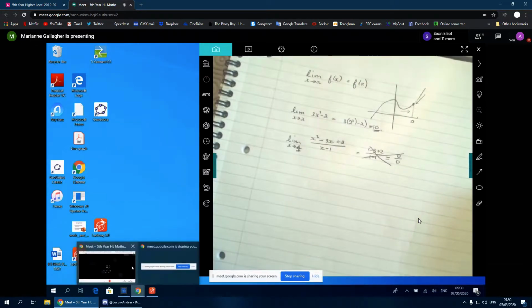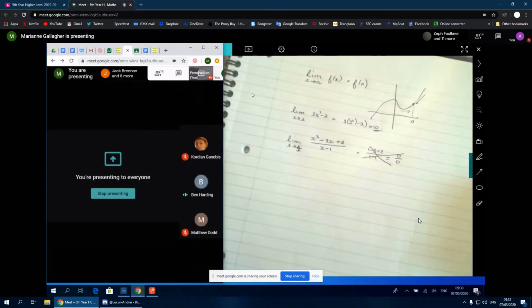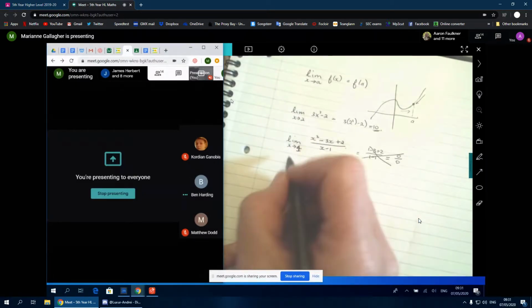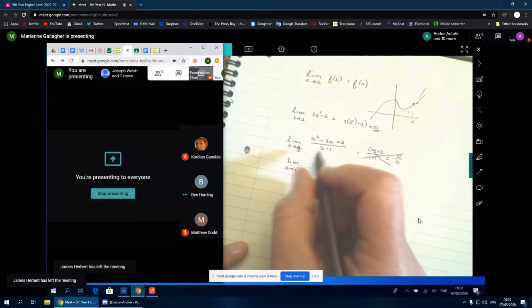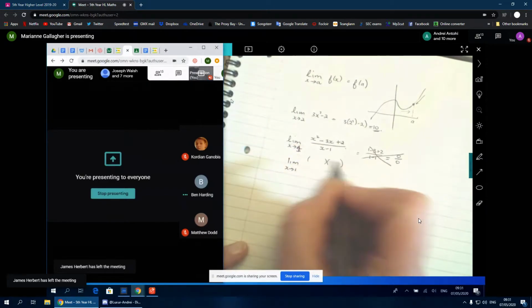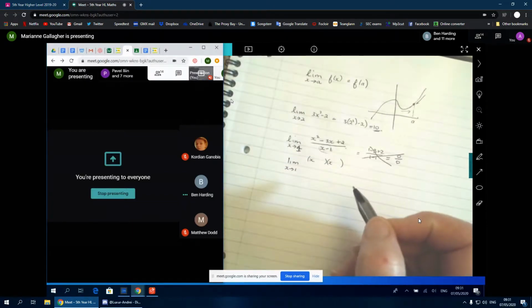Anyone? What do I do if I end up with 0 over 0 when I sub in for my limit? Do you factorize the top? Yeah. So try and factorize. So we have the limit now as x tends to 1. Factorize that for me. And you're hoping that this will be one of the factors anyway.